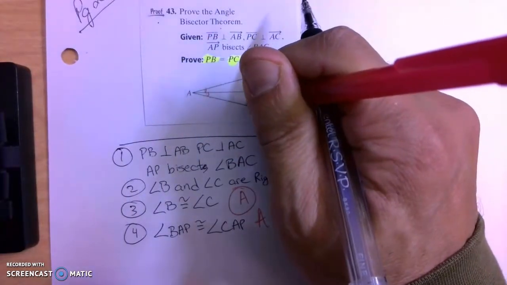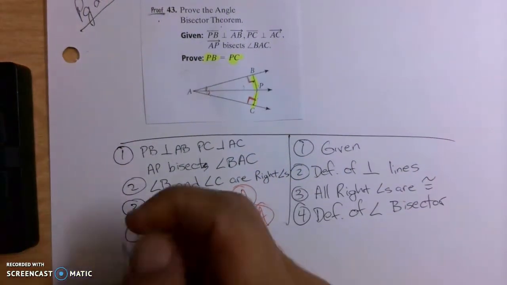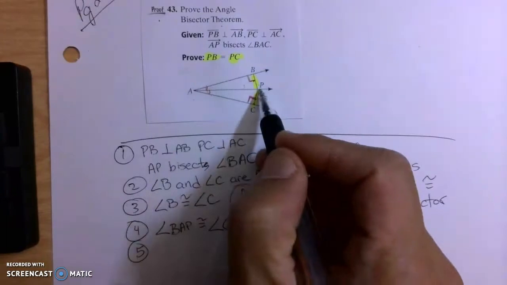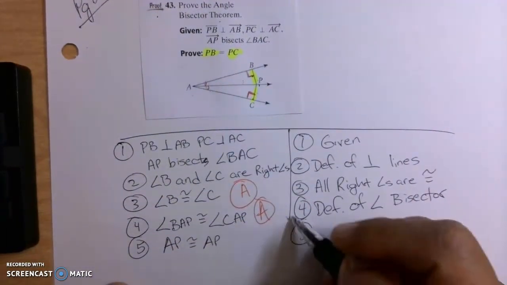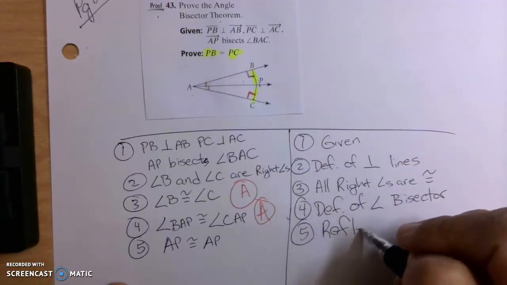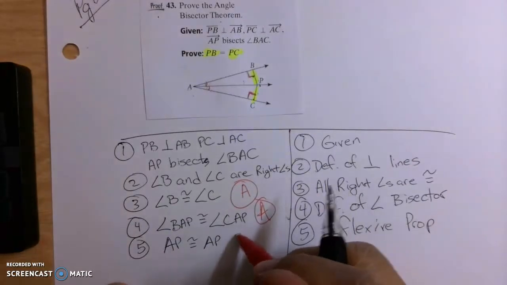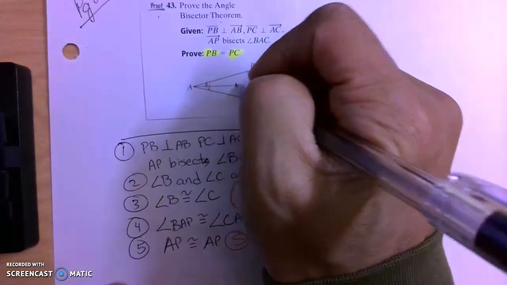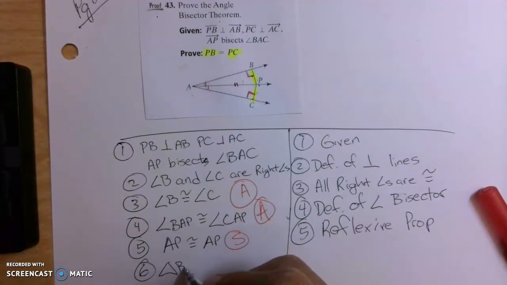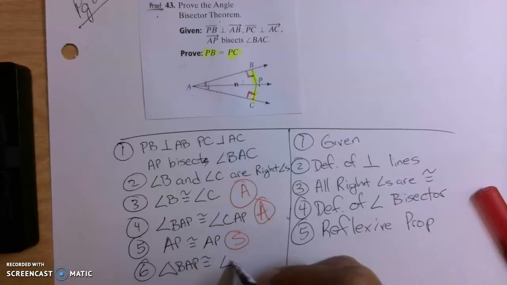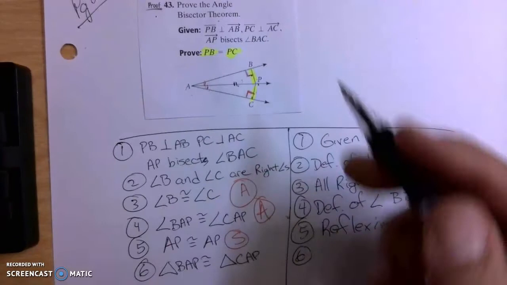I've got right angles. I need one more piece to the puzzle. I've got angle, angle. I'm going to need a side here. So that will be AP is equal to AP, and that, of course, is the reflexive property. And then that should be enough to prove that the two triangles are equal. Tick, tick. I'm now going to say triangle on the top, BAP, is congruent to triangle on the bottom, CAP. And it will because of an angle, and then the side length.